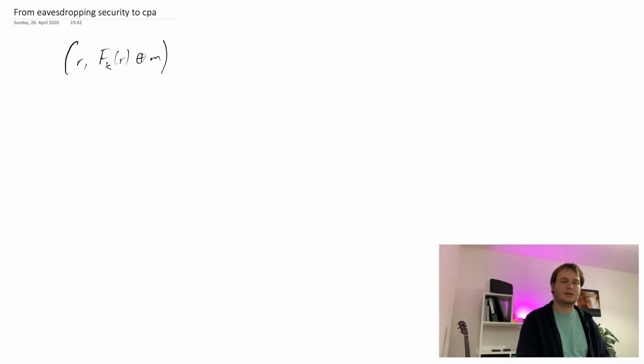We'll talk about the construction of CPA-secure encryption from pseudorandom functions. And the construction that we've seen in the lecture is this one. You should remember this by now. Now I will rewrite this a little bit.